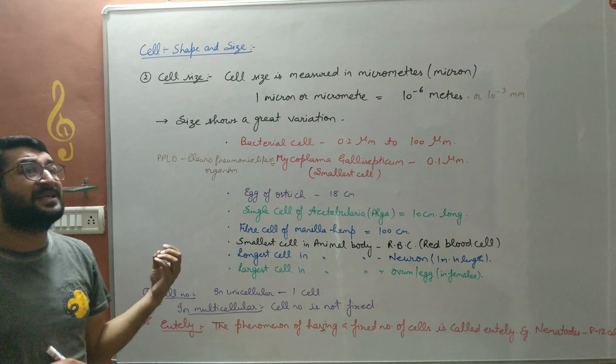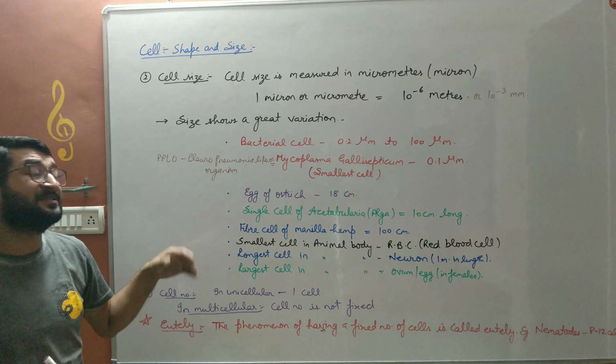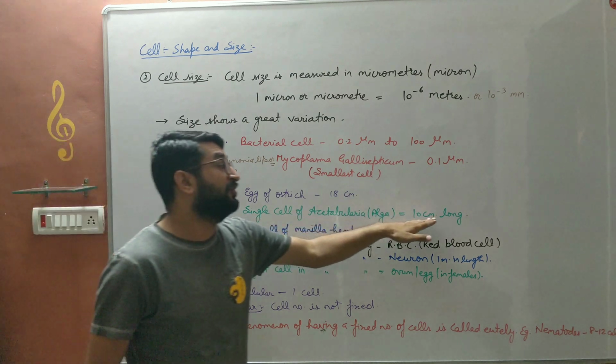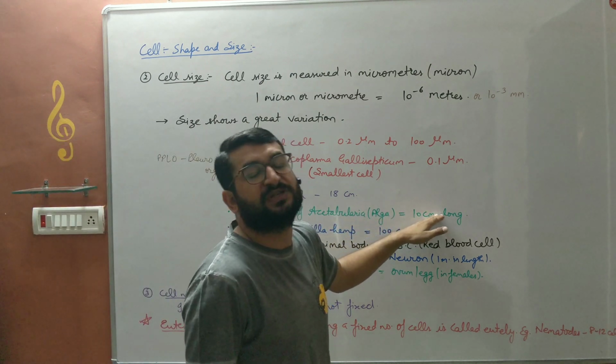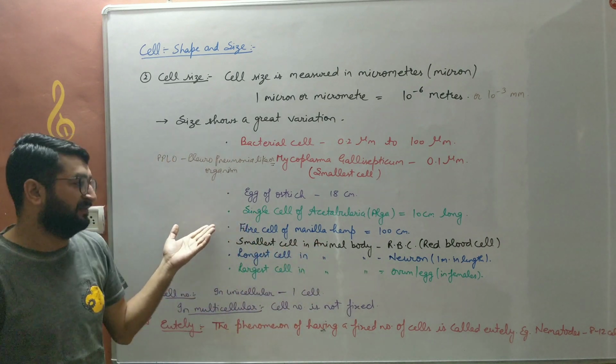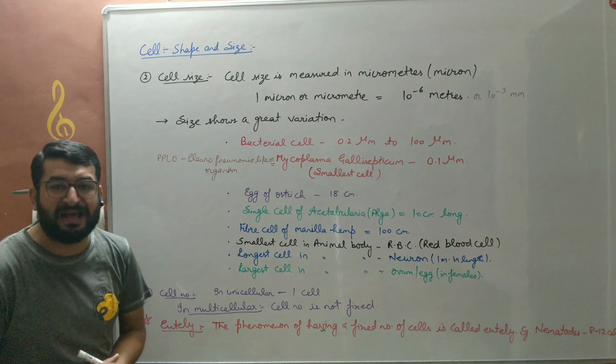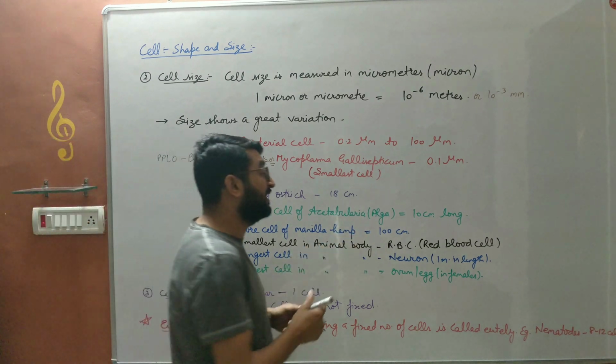An alga like Acetabularia has a cell with a length of up to 10 centimeter. So it's quite a long cell. A single cell of Acetabularia may be 10 centimeter in length. The fiber cell present in a plant named Manila hemp can be 100 centimeter in length.